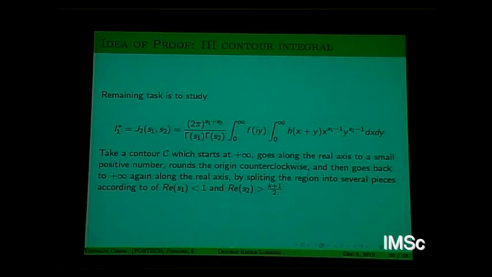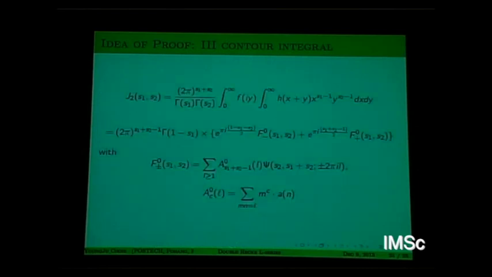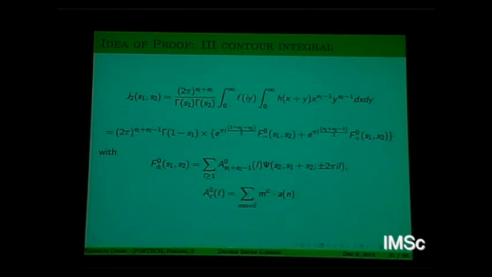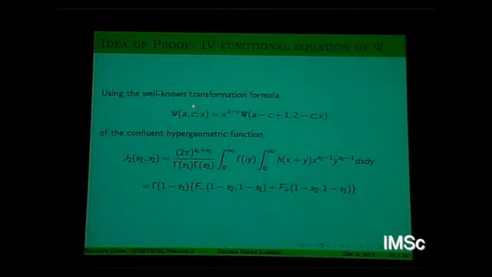So to compute the main term, one has to choose the contour properly so that we can handle this integral. So we use some horizontal contour to evaluate the first main term. Then last thing, we have to use the functional equation. It turns out that if we compute the main term, we have this confluent hypergeometric function. Then we use the functional equation for the hypergeometric function to derive the main term.